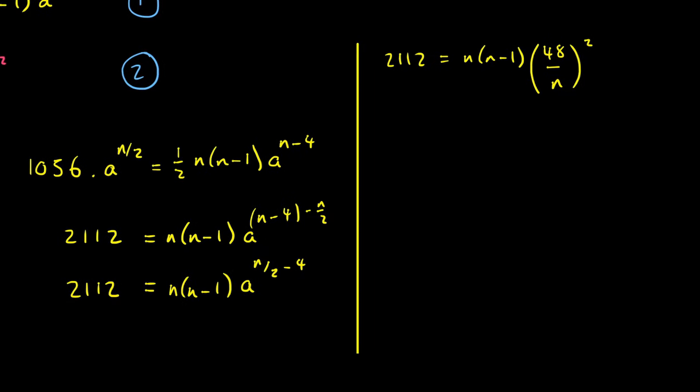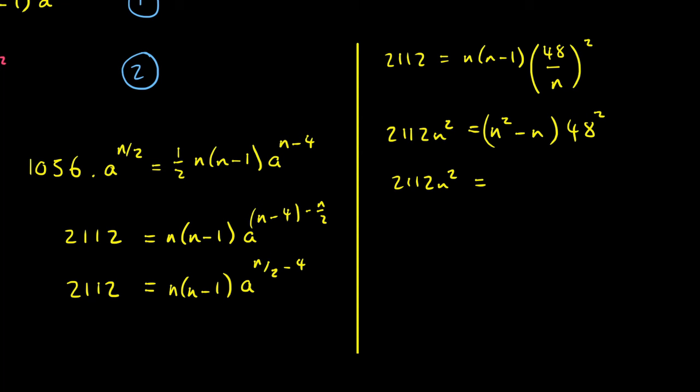And this I can multiply both sides by n squared, right? So I'm going to get 2112 n squared, right? So what I'm saying is I take that n, it's going to be squared, I'll bring it across the left hand side, is equal to n squared minus n times by 48 squared. And so this is going to be 2112 n squared is equal to 48 squared n squared. Just do that.